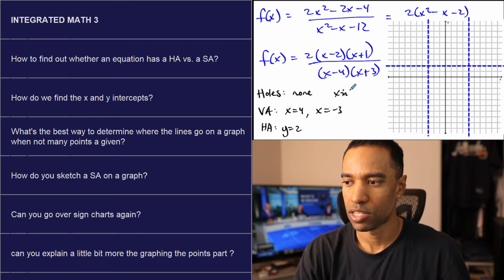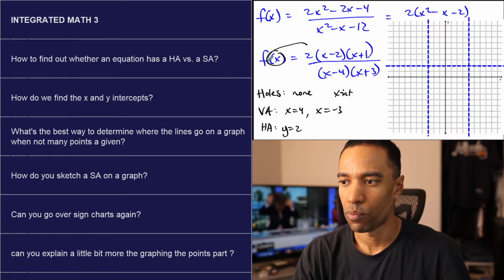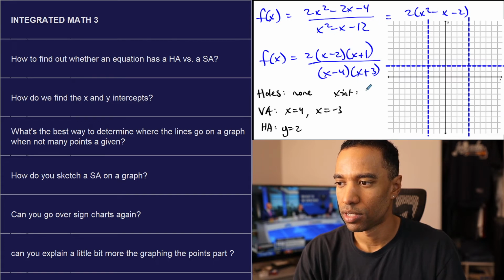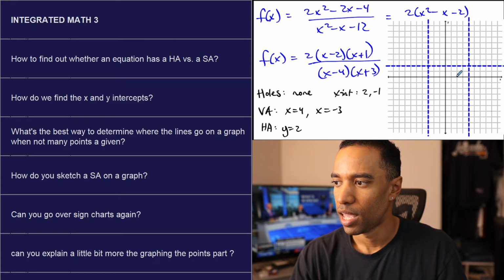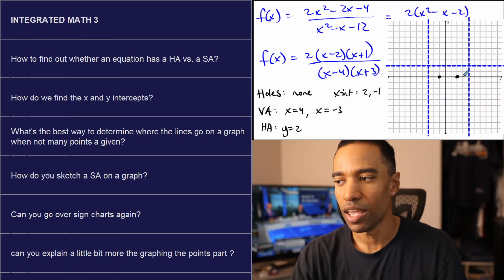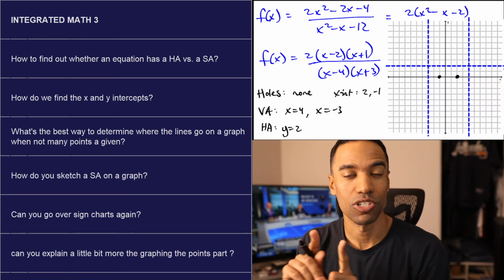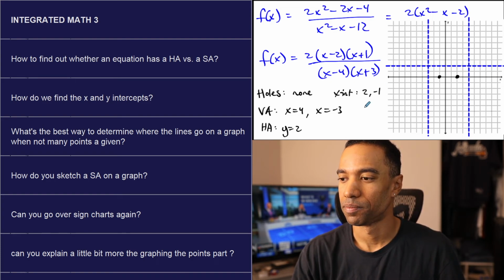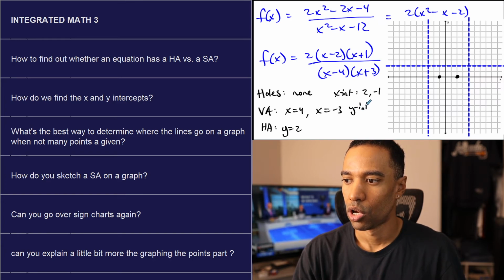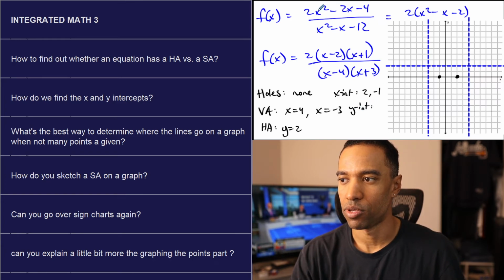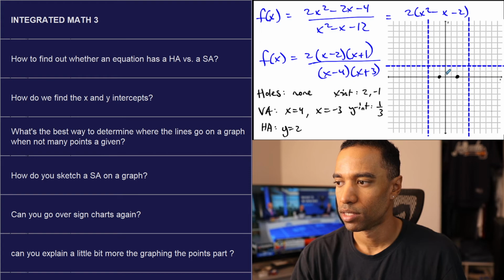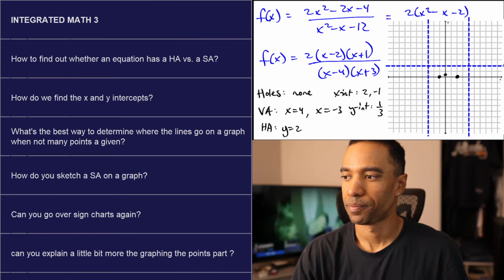X intercepts: we set y equal to 0, and we find out when the numerator is 0. That's something I answered earlier. So there's an x-intercept at x equals 2 and x equals -1, right there and right there. It crosses the x-axis here and here, and it doesn't do it again. There's a y-intercept as well. When you plug in 0 for x, I'll do it in the top, you get -4 divided by -12. That's at positive 1/3, which is right there.